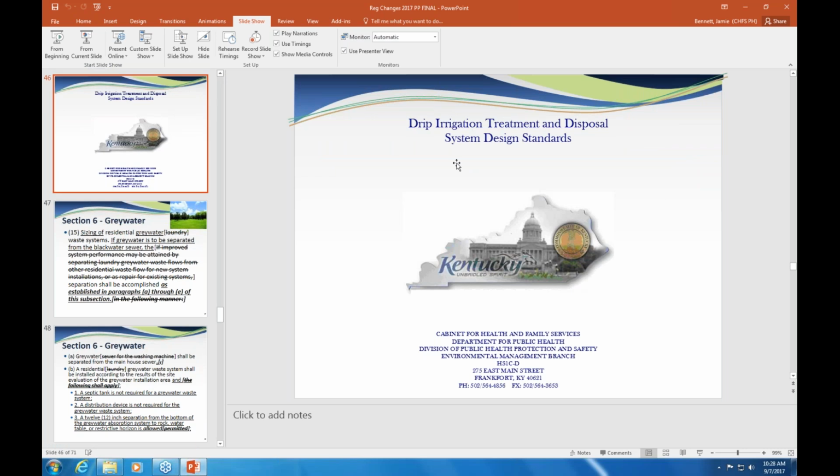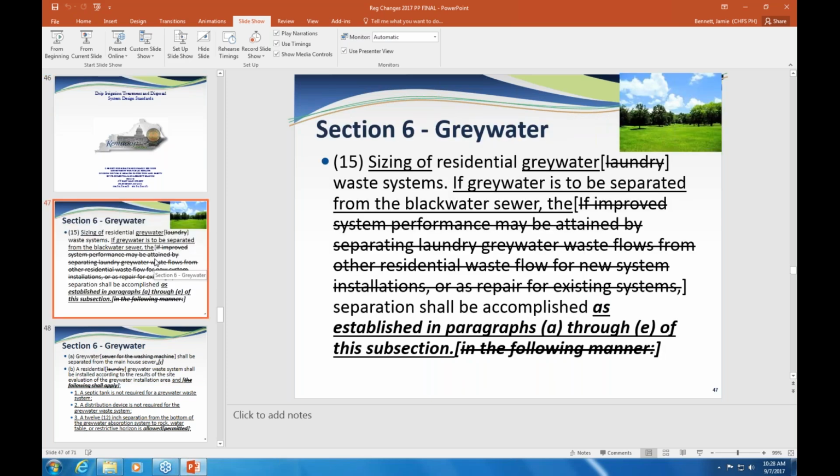All right, this is the drip irrigation treatment disposal and system standards. That is the pamphlet that has been incorporated into regulation. It is now incorporated by reference into the reg, if you have any further questions or if you just need to get a copy of this and have it handy.